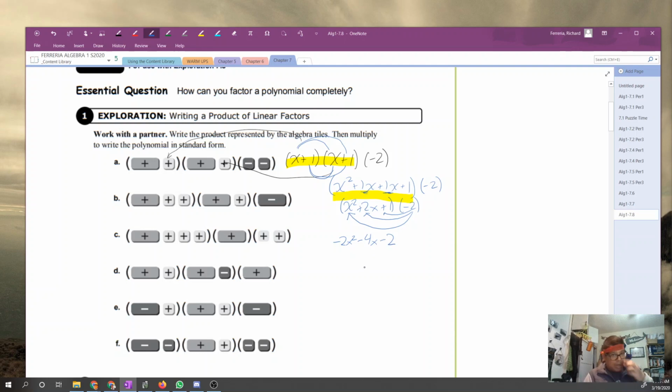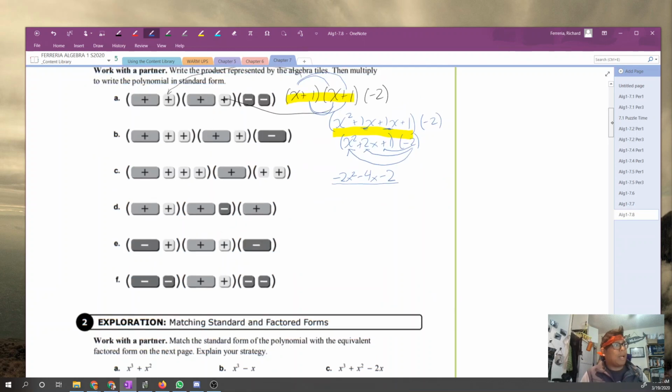So that's everything expanded, is what they would say. Everything has been foiled and distributed, and what you are left with is a polynomial in this case. So at the end of all of these, you should get polynomials. That's what you're looking at there.